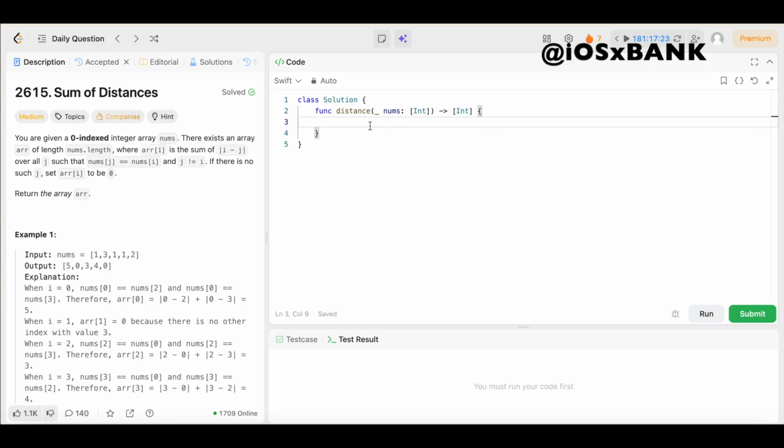Now, first thing we need to do is we need to get the number of elements. So we're going to say let n equal nums.count. Boom. Then we're going to map each value to a list of its indices in nums.